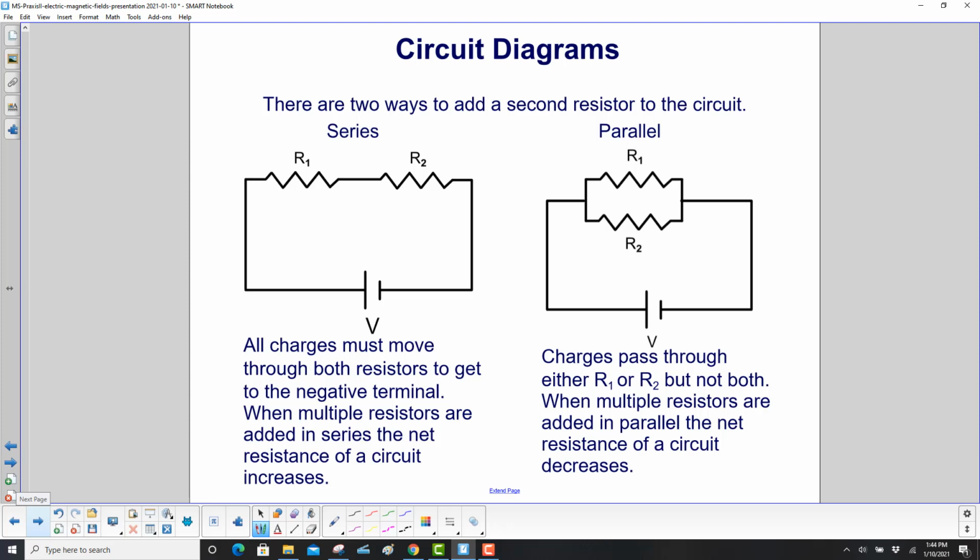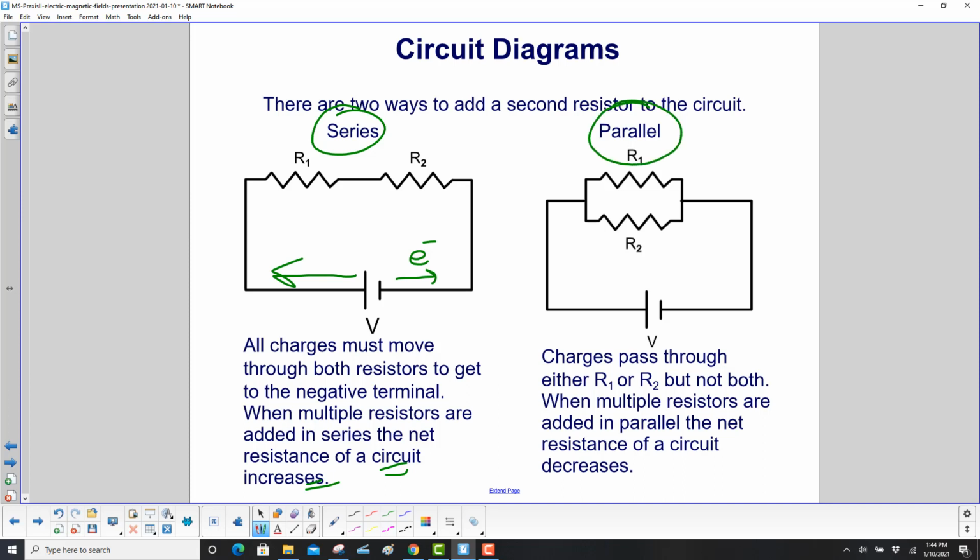There are 2 ways to add a second resistor to the circuit, or then a third, fourth, fifth, etc. One is the series circuit. In that case, we have our conventional current flowing that way, and just to remind you, the electrons are actually going in the opposite direction, but don't worry about that. All charges must move through both resistors to get to the other terminal. When multiple resistors are added in series, the net resistance of a circuit increases.